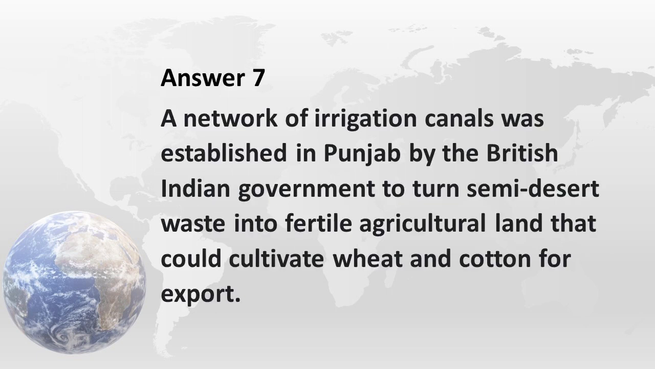Answer to question number 7 is a network of irrigation canals was established in Punjab by the British Indian government to turn semi-desert waste into fertile agricultural land that could cultivate wheat and cotton for export.